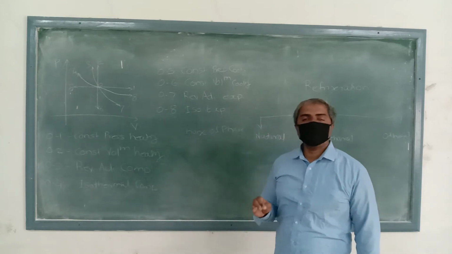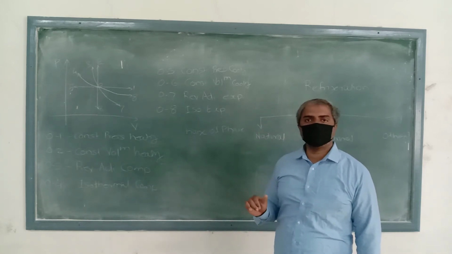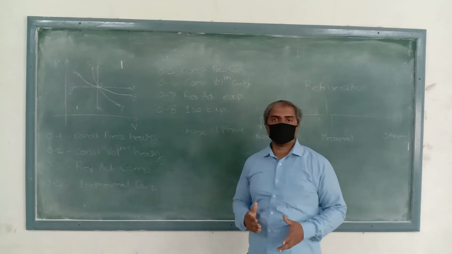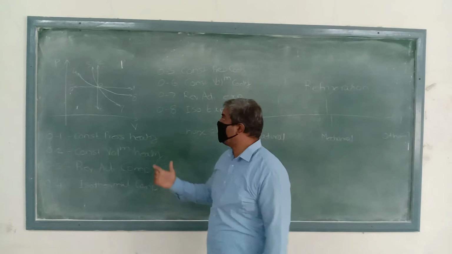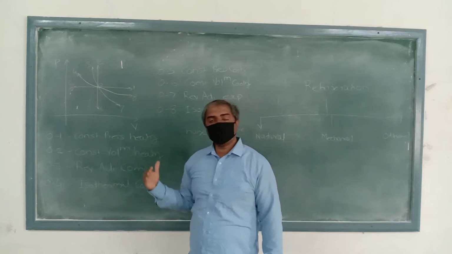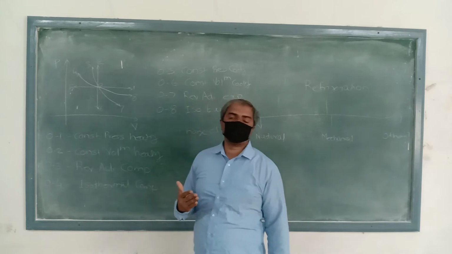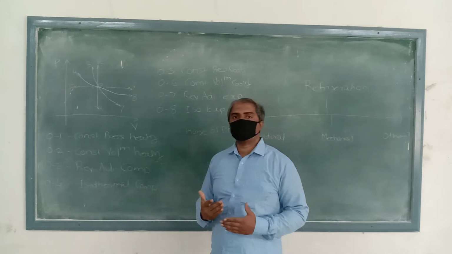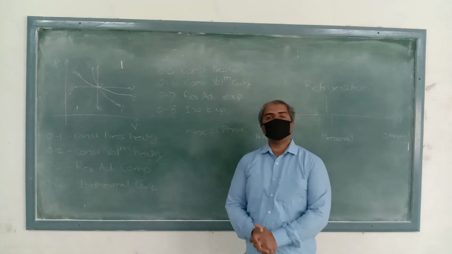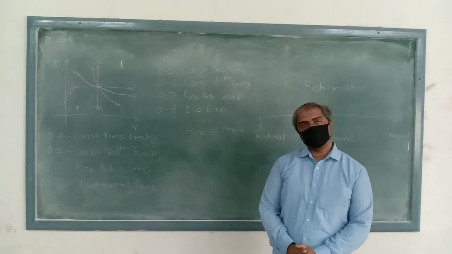So as the temperature parameter is constant, we are saying it is an isothermal process. But during this process you are finding that the volume is increasing and pressure gets reduced. So this is the expansion process. So the 0 to 8 process we are saying is an isothermal expansion process.